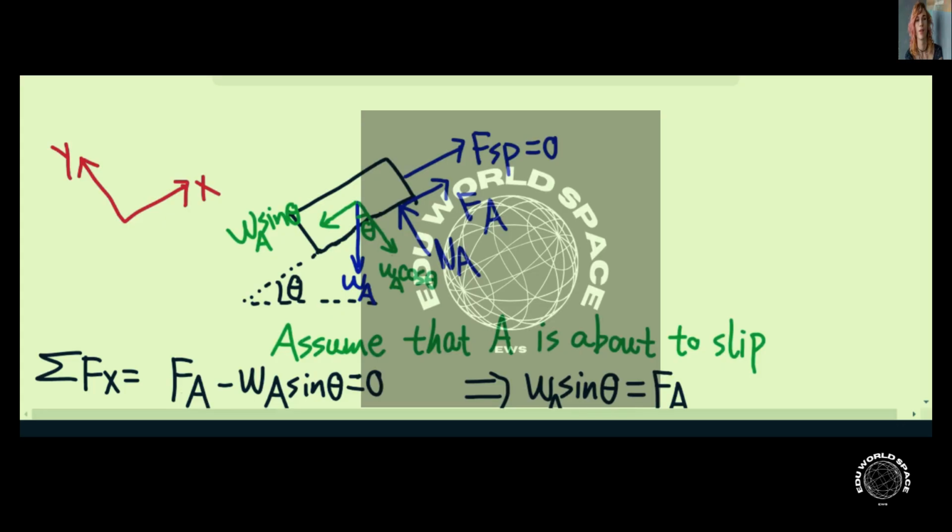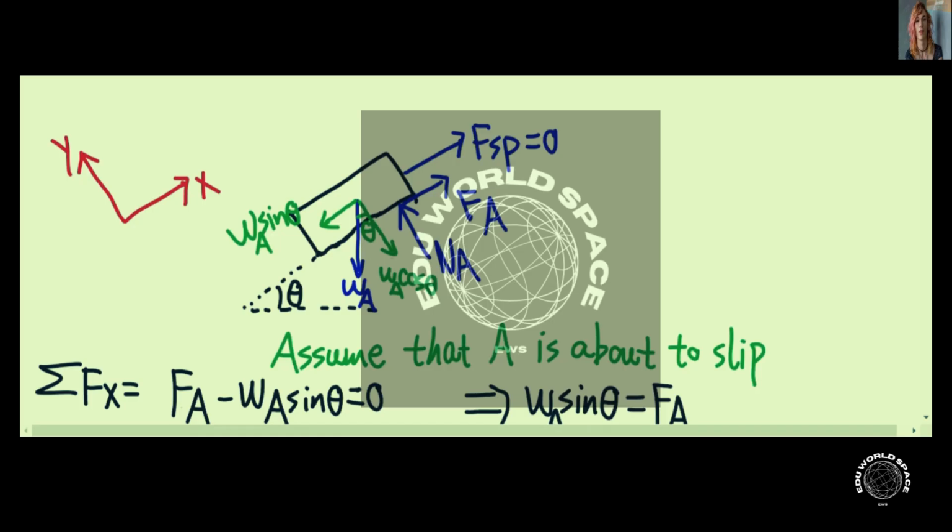Okay, so this is the force diagram for block A. Since the spring is unstretched initially, the spring force should be equal to 0. Now let's assume that block A is about to slip. Since it's about to slip, that means it's still in equilibrium. Therefore, the net force along the x and y direction should be equal to 0.